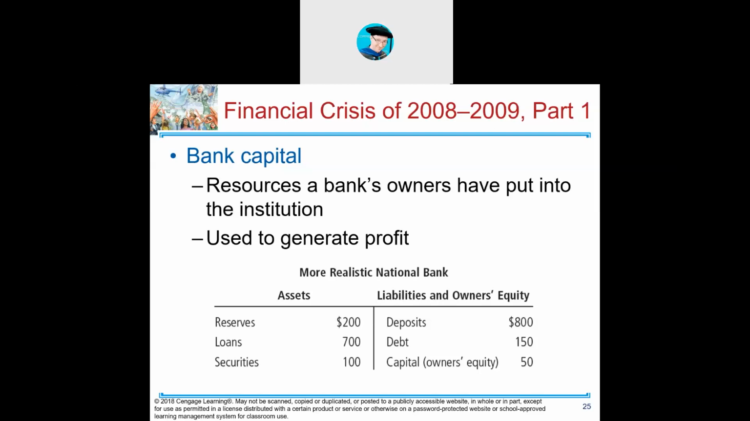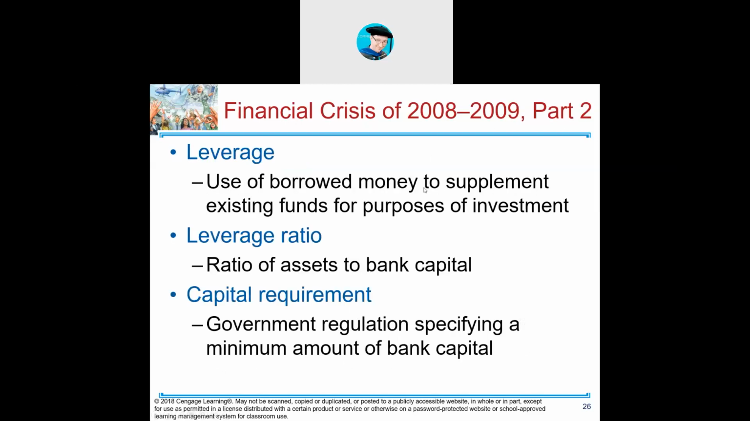How is that? The owners of the banks put money into the institution, into the bank, to help the bank to generate more profit, to grow more, to generate more loans, to generate more reserves, to generate more securities, so forth and so on. And that's how banking really works. I mean, a bank is a business. So if you think of a bank, think of a business.